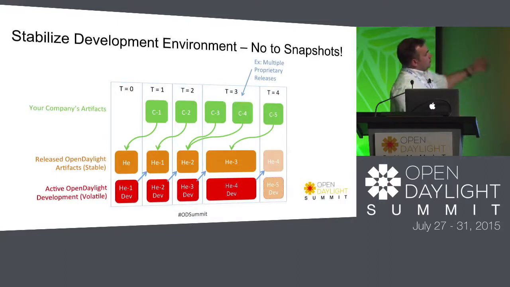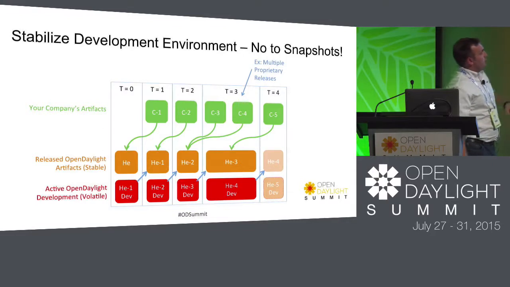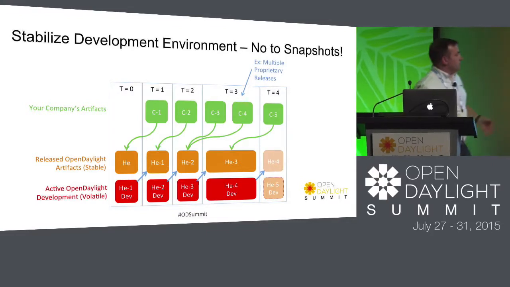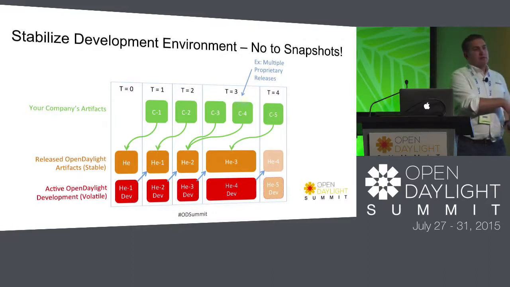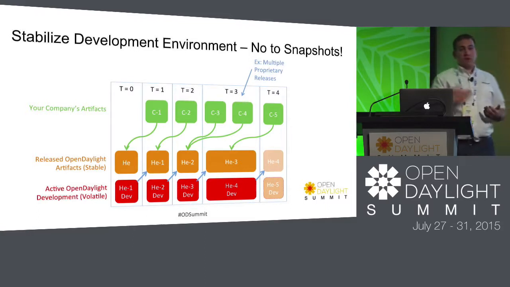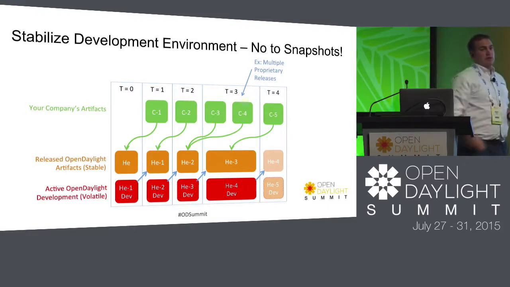Just to illustrate the point that I made, this is generally how we do our process, where we're writing our application against the release version of Helium. So for example, at time 1, Helium's been released. Helium SR1 is under development. We're not building against Helium SR1. We're building against Helium. We wait until Helium SR1 is finally released. Then we update our product, and we release it based on that.